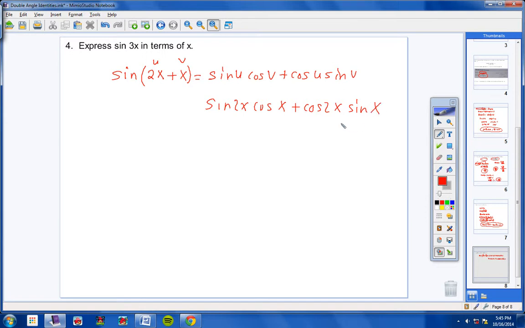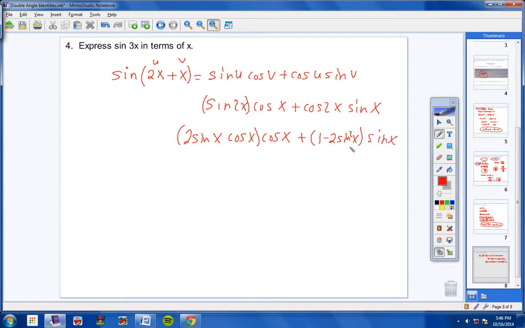Remember, all that we wanted to do was write this in terms of x. So now for sine of 2x right here, I'm going to substitute 2 sine x cosine x. Of course, then that would be times cosine x plus, and then for cosine of 2x, I have many choices. I'm going with this choice. And again, you could choose whatever you wanted. 1 minus 2 sine squared x times sine x. And now let's simplify, students.